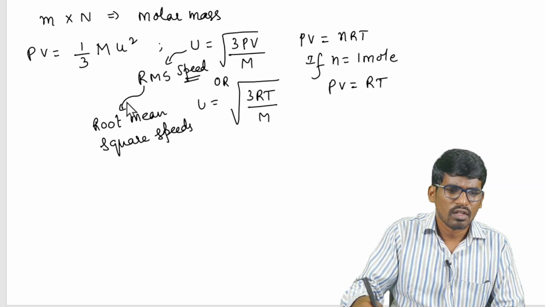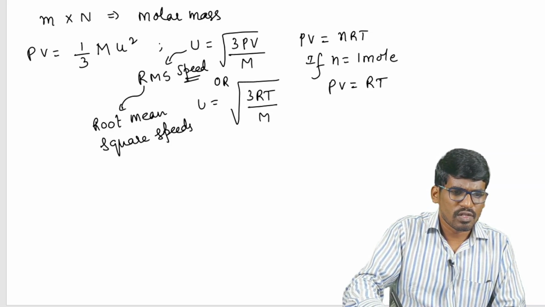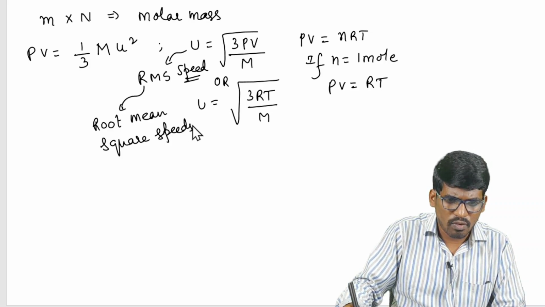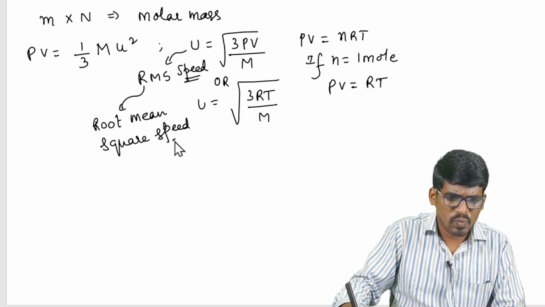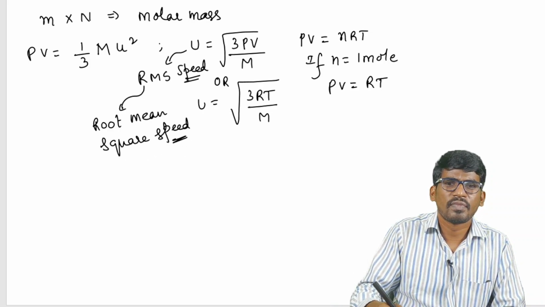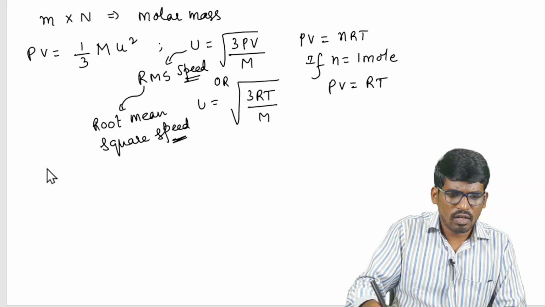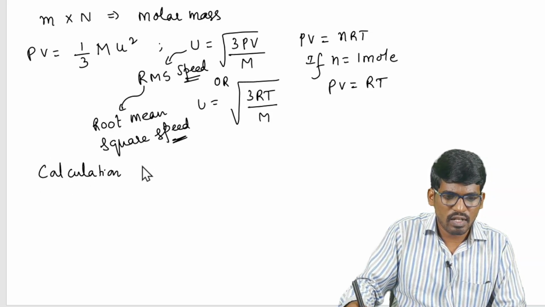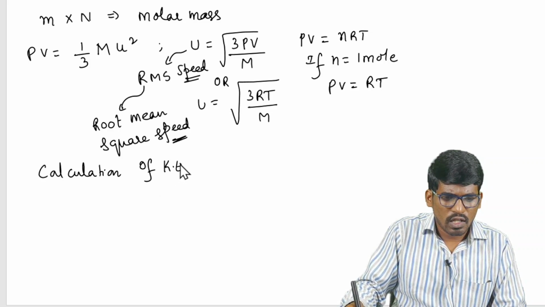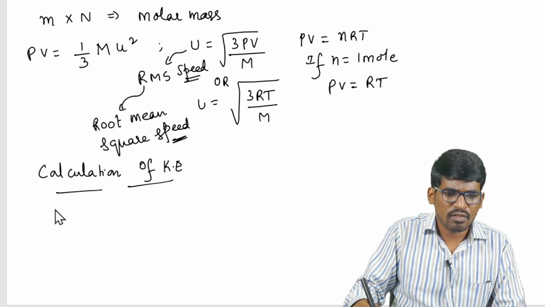There are various types of molecular speeds, and I'll be discussing them as well. Root mean square speed. From this, you are going to calculate the kinetic energy. It's very important at the mains level, especially the calculation of kinetic energy.